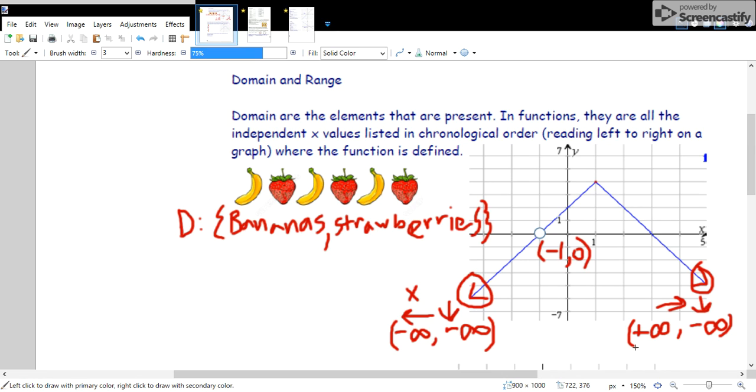Using this, we can write our domain in interval notation and set builder notation. So our domain in set builder notation would be braces x such that x is an element of all real numbers.